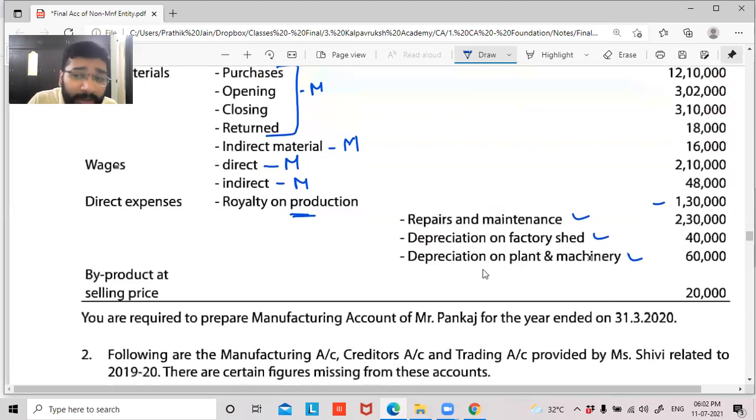Next is byproduct at selling price. Now this is what I wanted to explain a little bit. That is the reason I've taken up this question. Can somebody tell me what is a byproduct? And can somebody tell me what is the difference between scrap and byproduct? Are these both the same? Are these both interchangeable terms, or are these both completely different? What do you say, guys? Let's test your knowledge.